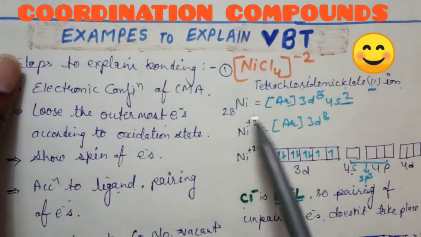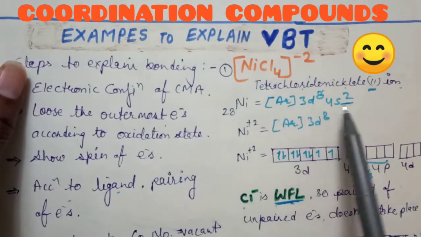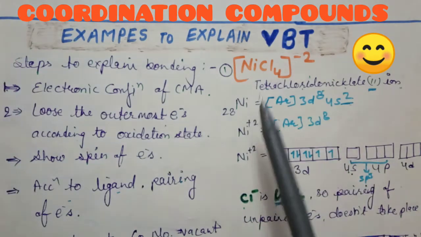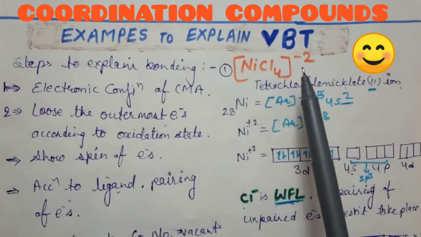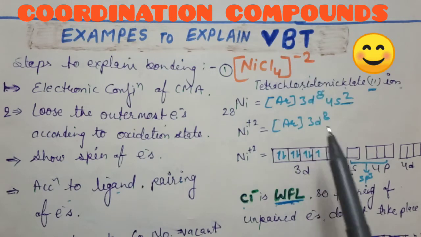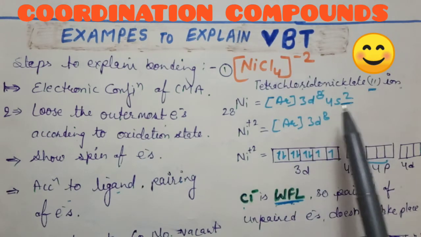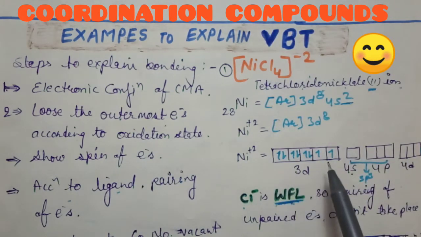In this example, Ar 3d8 4s2 is the electronic configuration of nickel. The oxidation state of nickel in this coordination compound is +2, so the 4s electrons are removed. Now we show the electrons of the 3d orbitals. Cl is a weak field ligand, so pairing does not occur.